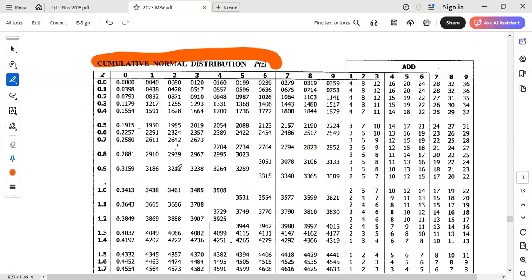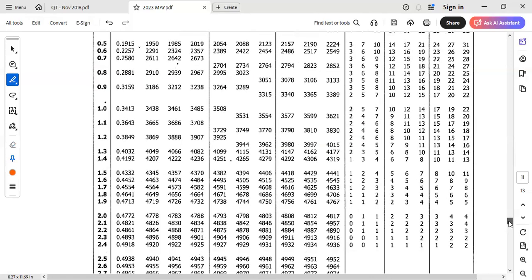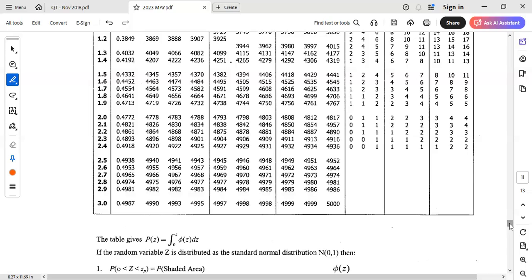So where do you find 49? You look for 49 within the table. Where is your 49? Do you have 49 anywhere? Where does 49 start from? So here 49. Do you see? I think 49 starts from here. This is where 49 starts from.